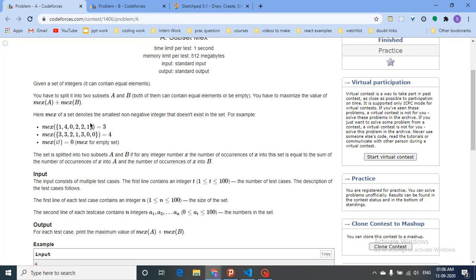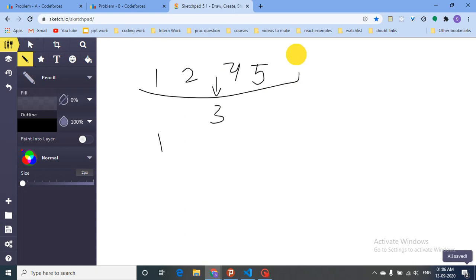I hope you know how to find the MEX, but in simple terms, if you have a set of integers, then the smallest number which is not in that set is called the MEX of that set. I can tell you with this example. Let's assume you have a set 1 2 4 and 5. Which is the smallest number starting from 0 that is not in this set? 3, as you can see. So 3 is the MEX of these numbers.